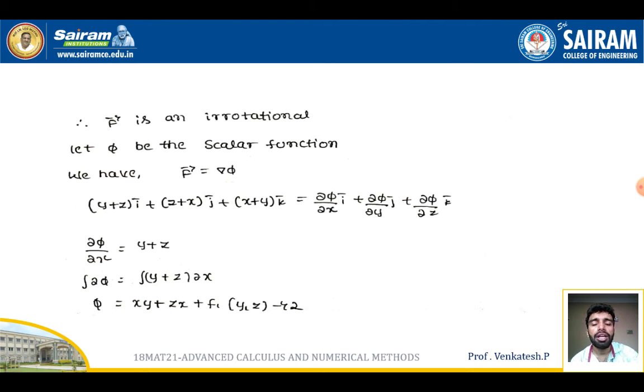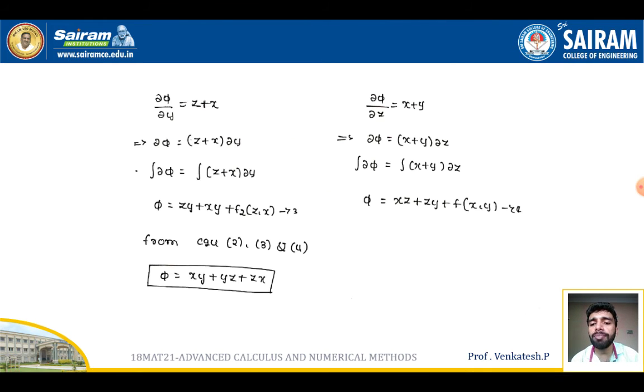I can get it. So similarly, I'm going to estimate the value of pi from the second equation. Integrating this equation with respect to y, treating x and z constant, I'll be getting the equation like zy plus xy plus f2 of x comma z. I can take it. From the third equation, I'm going to integrate with respect to z, treating x and y constant. I'll be getting pi is equal to xz plus zy plus f3 of x comma y.